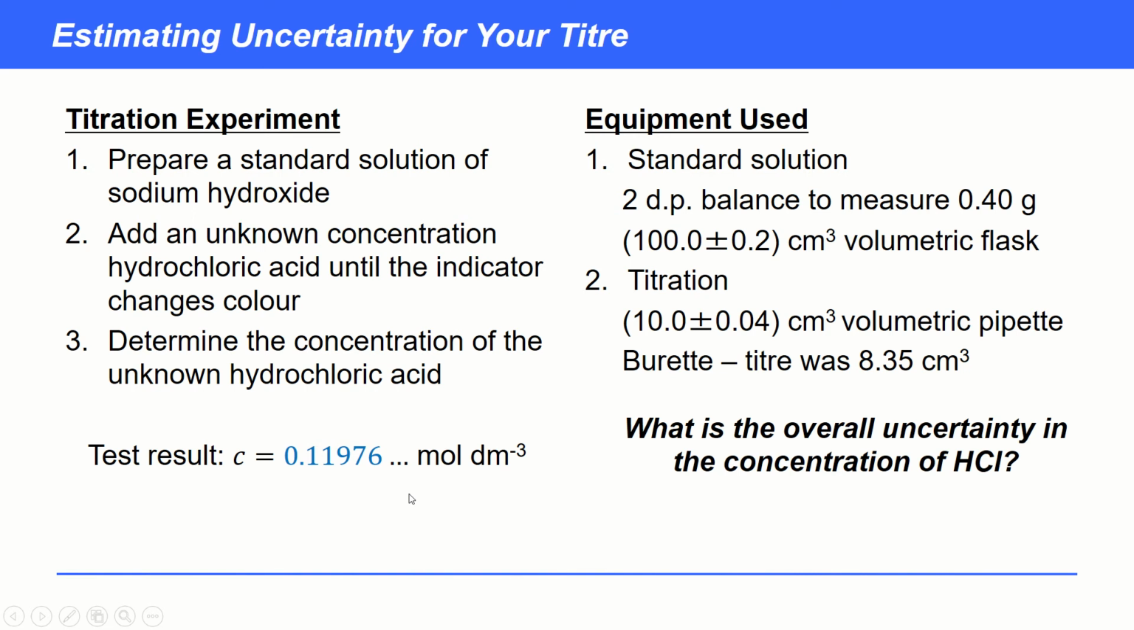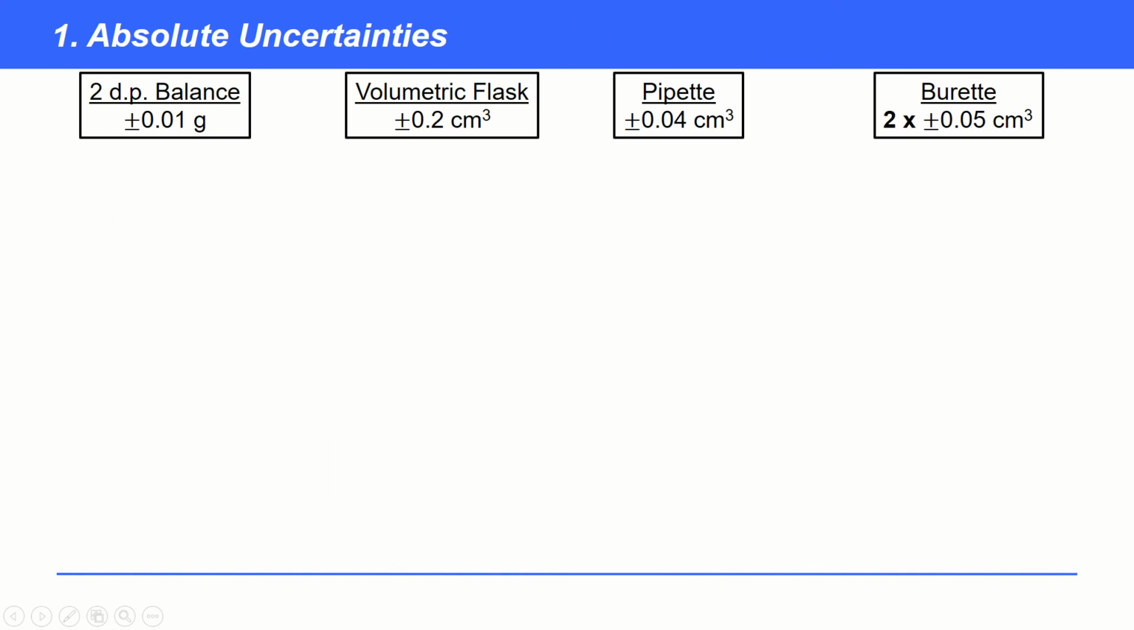So if you've been watching the last two videos, it would be interesting to see if you can calculate the overall uncertainty, and that would be a value in centimeters cubed, in moles per decimeter cubed, for the overall uncertainty on that test result there. So can you have a go at doing that? Pause the video and see if you can do it. Well, let's see how you got on.